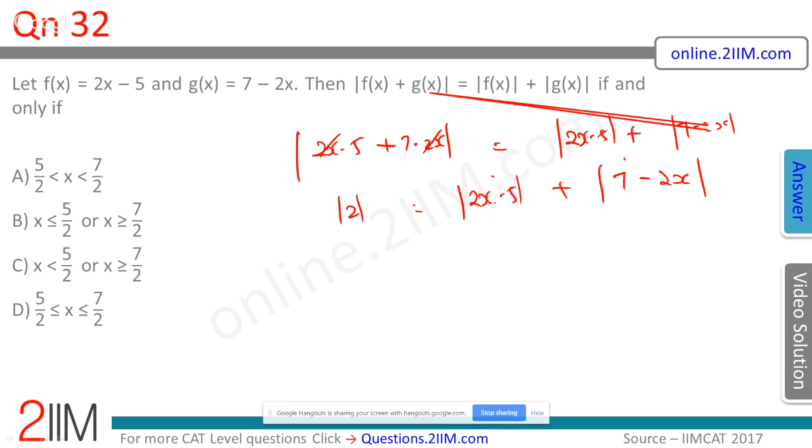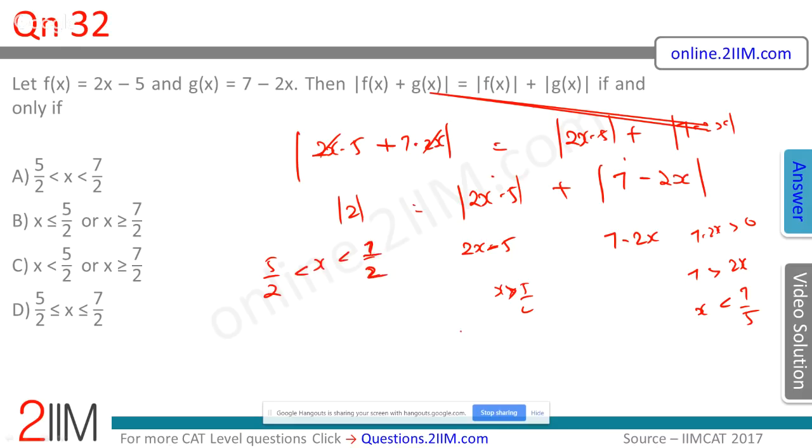Either both are positive, so this will be 2x minus 5 and this will be 7 minus 2x. If 2x minus 5 is greater than 0, x is greater than 5 by 2, and 7 minus 2x should be greater than 0, or 7 greater than 2x, or x less than 7 by 2. So x lies between 5 by 2 and 7 by 2. That works. Or this becomes 5 minus 2x, this becomes 2x minus 7, x less than 5 by 2 and greater than 7 by 2, that's not possible. Between 5 by 2 and 7 by 2, yeah, we have it.